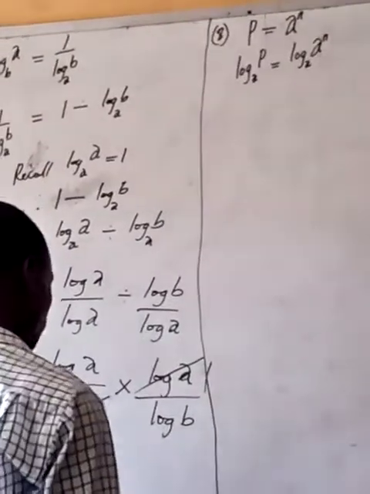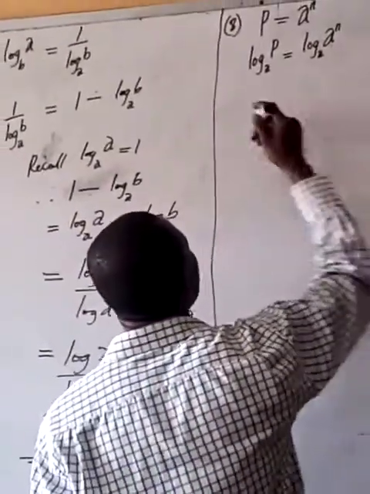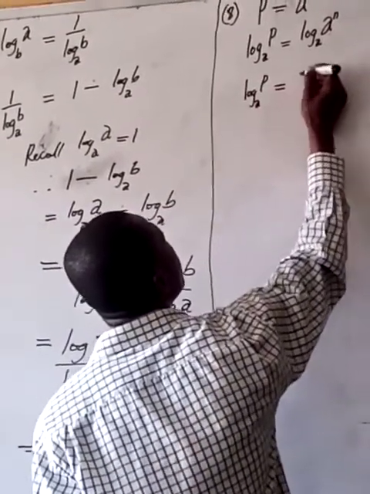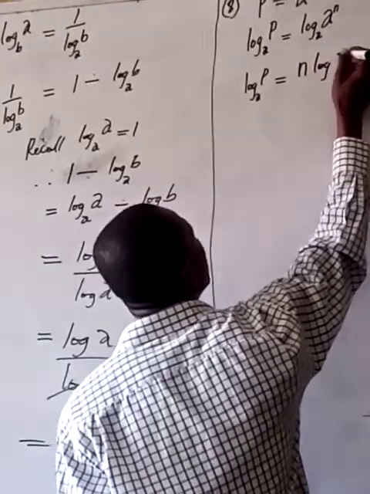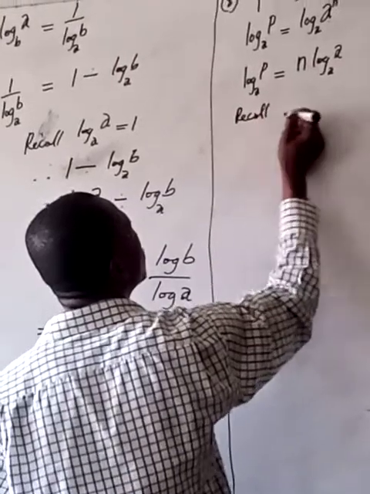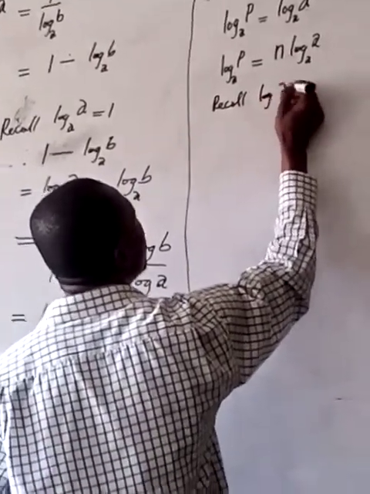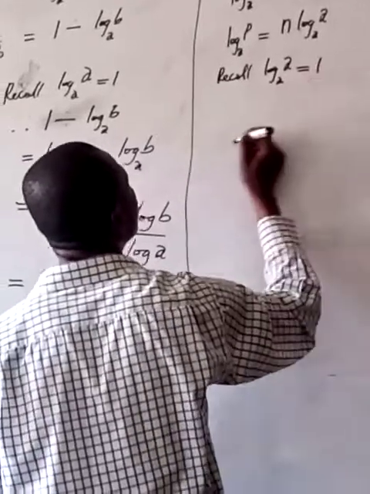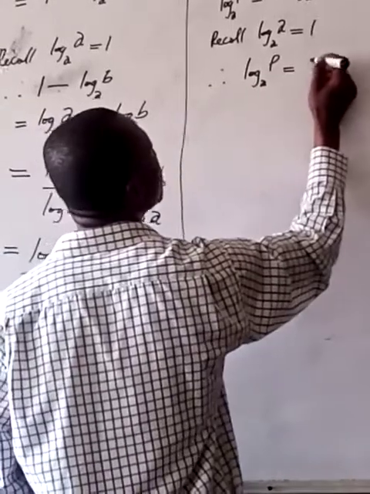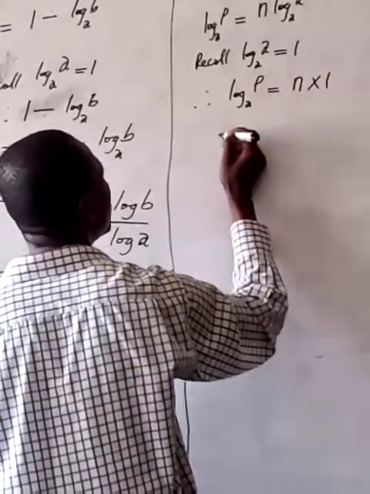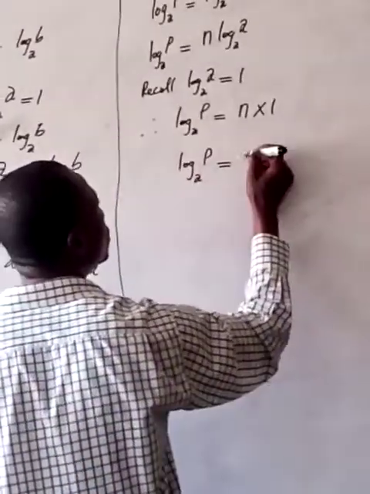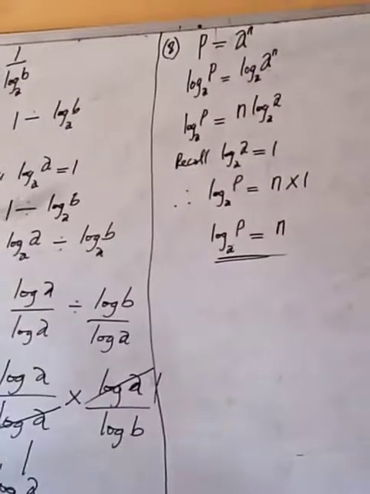And with that, I can see that log P base A is equal to what? N log A base A. I should recall that log A base A is equal to 1. So therefore, log P base A is equal to what? N times 1. And finally, log P base A is equal to N.